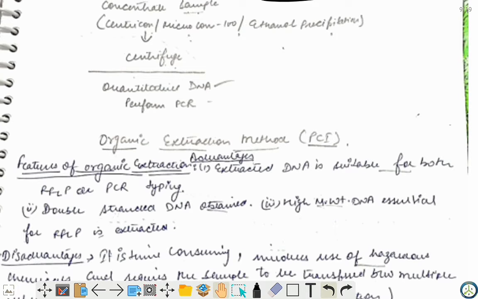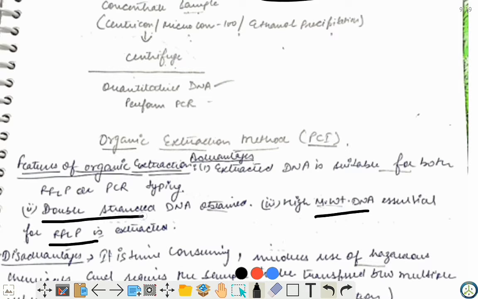It will be efficient for the PCR and RFLP technique also. So the advantage of this method is that the extracted DNA is suitable for both RFLP technique and PCR typing. Double stranded, high molecular weight DNA is obtained, which is very essential for the RFLP technique, because RFLP needs high molecular weight DNA.